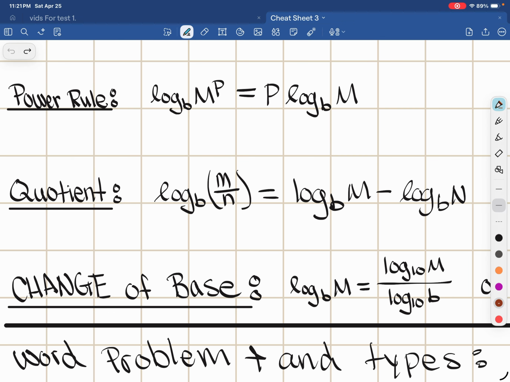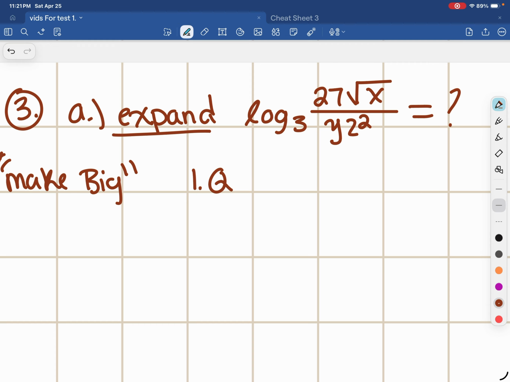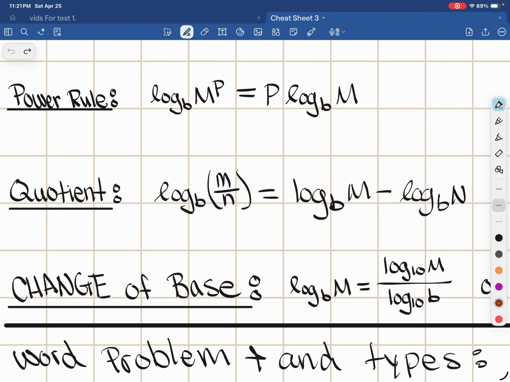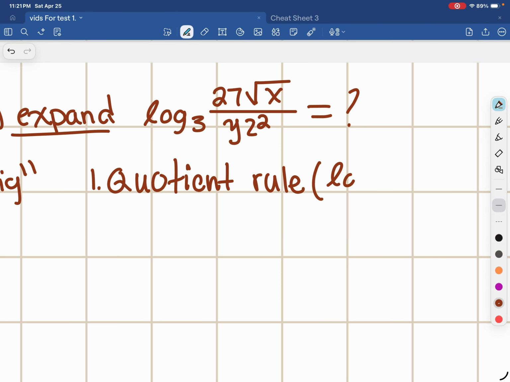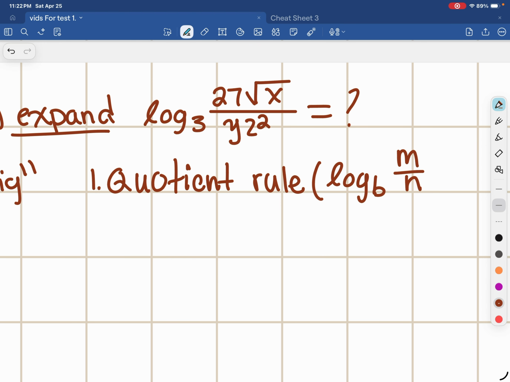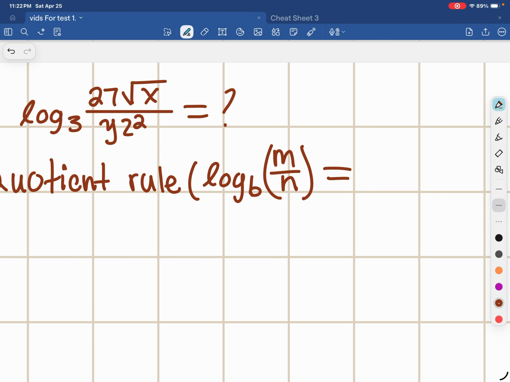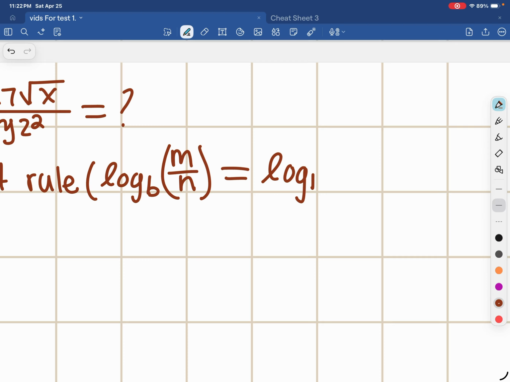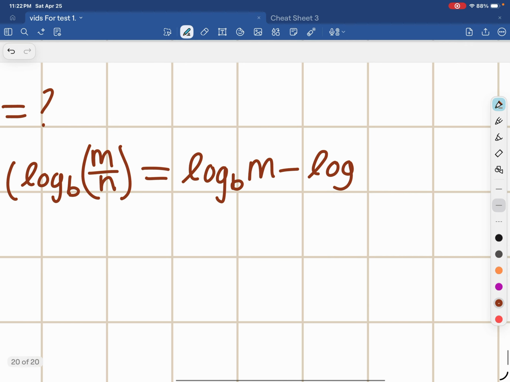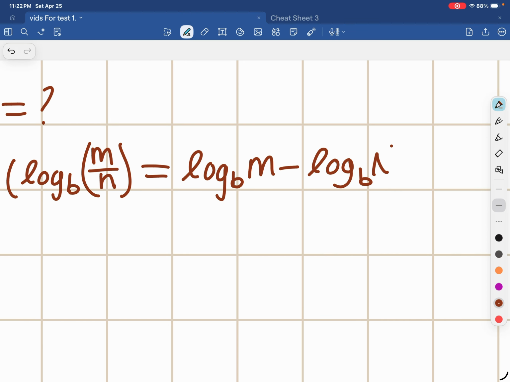I will be going back because I don't know how to spell quotient. I'm doing math, not a spelling test. So, quotient rule. And then we're going to write it right here as well. That way it really burns into our head, right? So we have log base m of m over n will equal log base m of m subtracted by log base m of n. Beautiful.